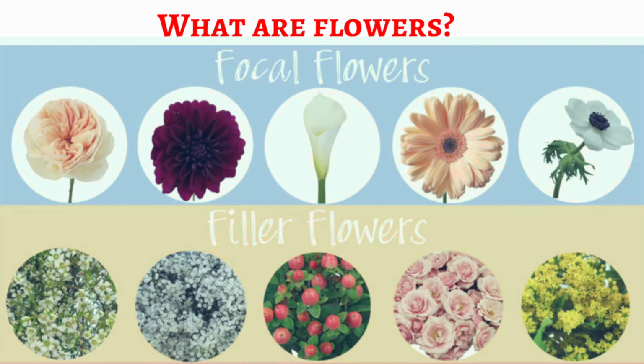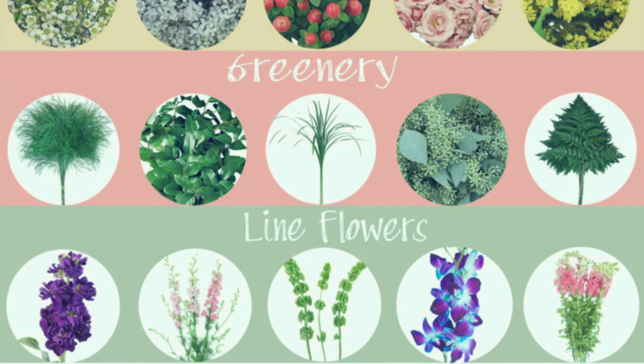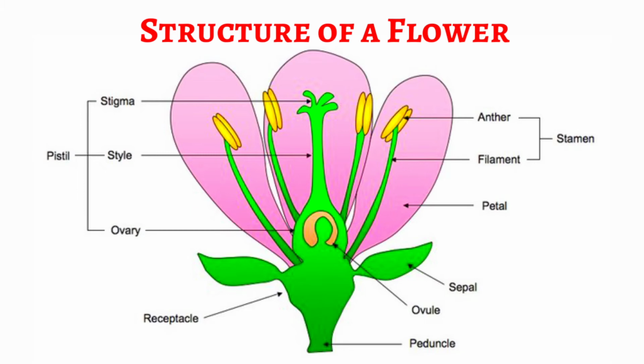Here, flowers are the most beautiful part of a plant. Flowers are of different sizes, shapes, colors and fragrance. It is the part which can convert into fruits. But all flowers can't convert into fruits. So let's understand the structure of a flower.